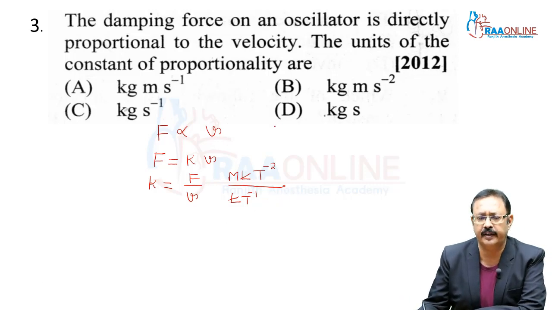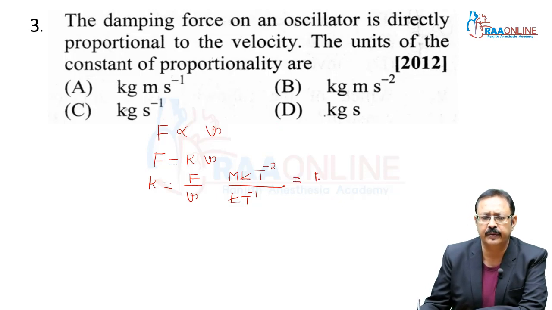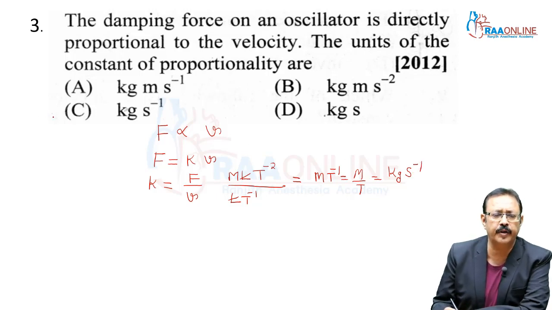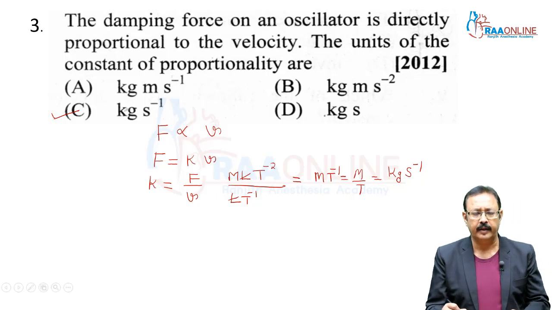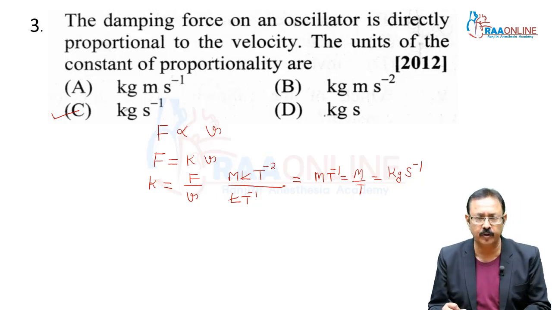So what we are getting? Cancel 1 T minus 1 also. So we are getting MT minus 1. Means M upon T is there. For M kilogram mass, it is T minus 1. So now it is in denominator. So second raised to the power minus 1. So we are again going with option C. In this way, again we are able to solve this.